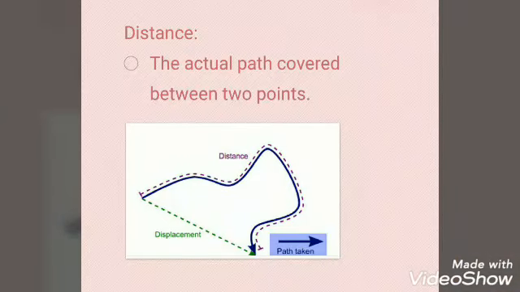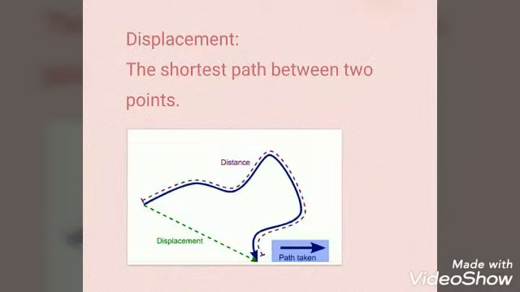See this diagram. The actual path covered between 2 points is known as distance. The blue dotted line shows the distance. The shortest path between 2 points is called displacement. The green dotted line is the shortest path. It indicates displacement. Displacement is always a straight line.